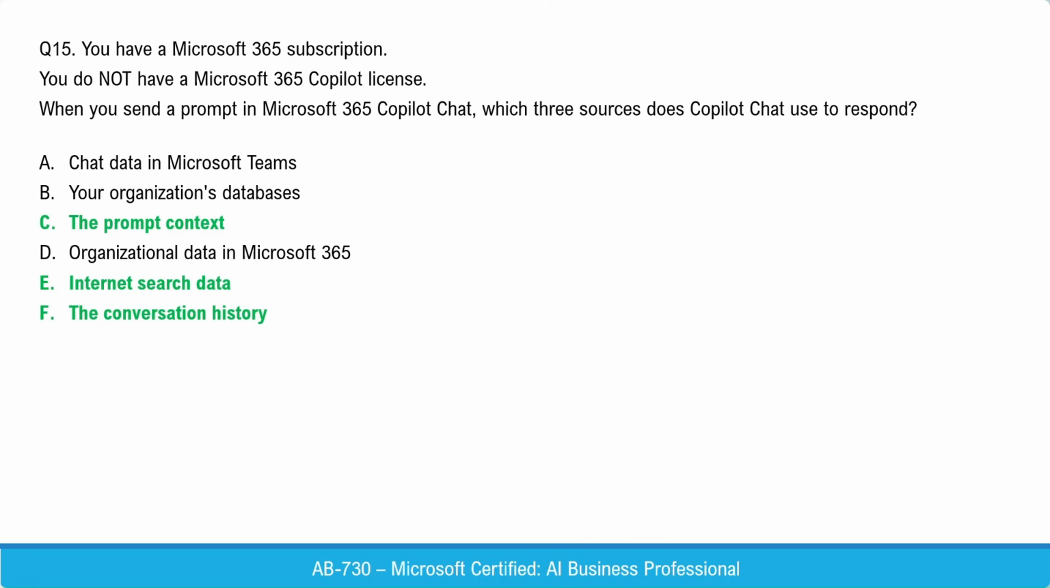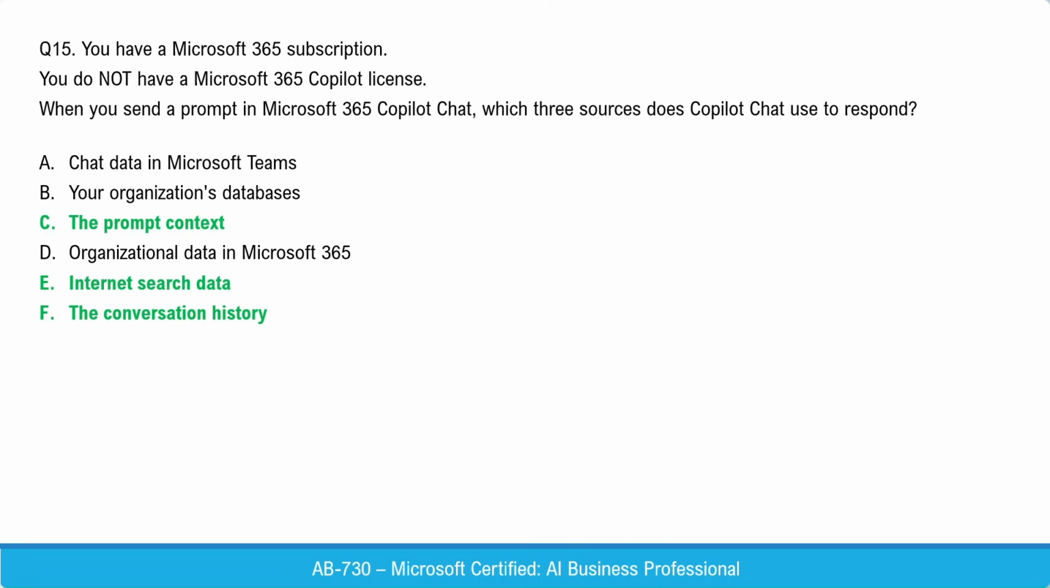Let's see why. The most important detail in this question is that you do not have a Microsoft 365 Copilot license. That completely changes how Copilot works. Without a license, Copilot cannot access your organization's internal data. That means no emails, no Teams chats, no documents, and no Microsoft 365 organizational content. So, what does Copilot use instead?